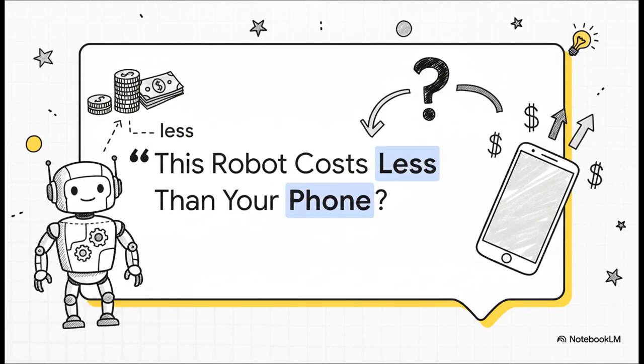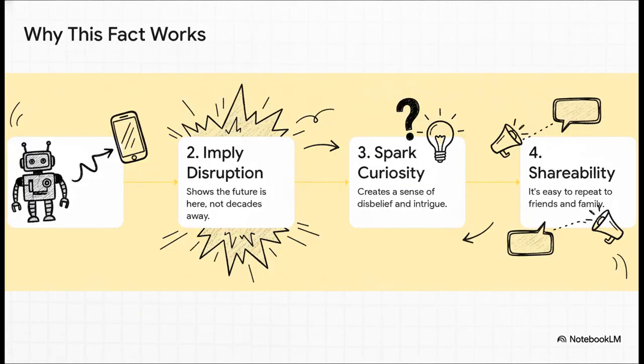That's it. That's the one. By focusing on the price, you anchor this massive technological leap to a value comparison that every single person on the planet understands instantly. And it works so perfectly because it just nails 4 key things. 1. It anchors the unknown to a known value, the price of a phone. 2. It immediately makes you think, whoa, this disruption is happening right now. 3. It sparks that curiosity, that little bit of disbelief. And most importantly, number 4, it's so easy to tell someone else. Hey, did you hear there's a robot that costs less than an iPhone?